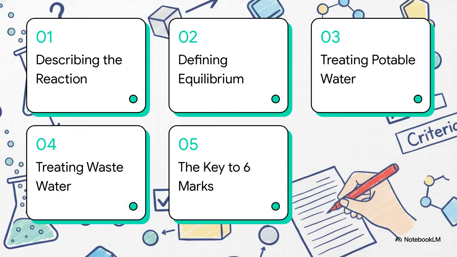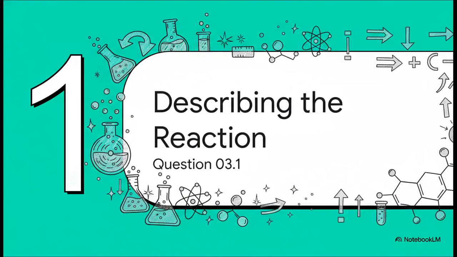Okay, so here's our game plan. We'll kick off with the quick-fire questions, then we'll lock down a key definition. And after that, we're going to spend some quality time pulling apart that huge 6-mark question to show you exactly what a top-level answer looks like. Right, let's get started with question 3.1.